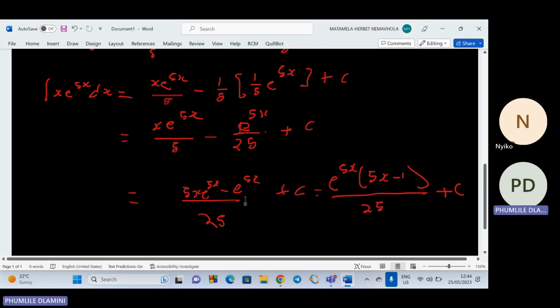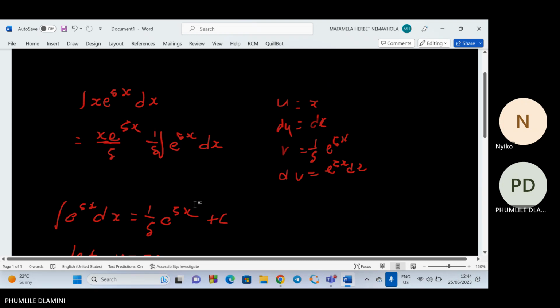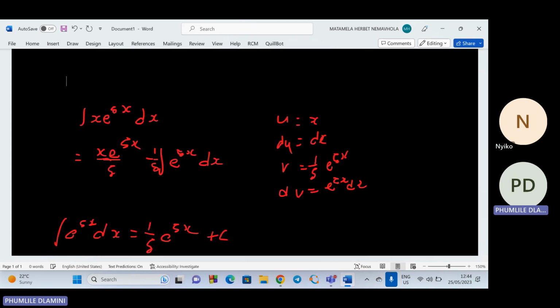So any question with the integral by parts? No. So far, so good.